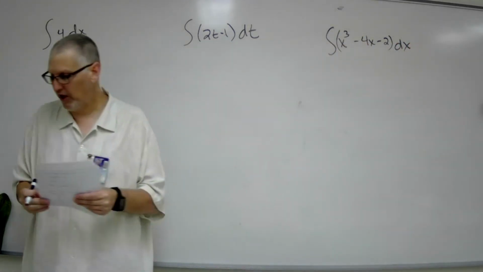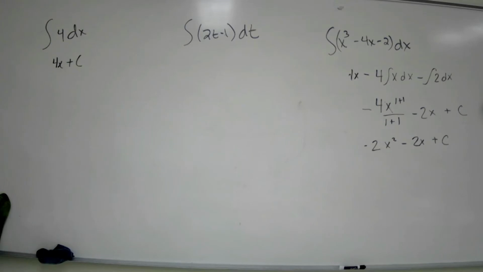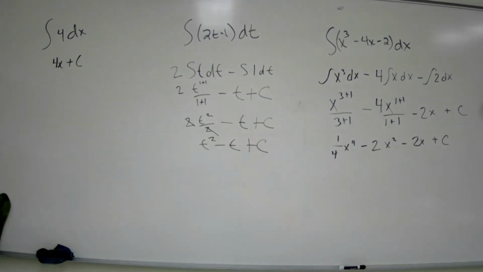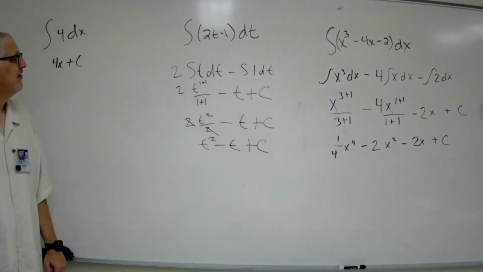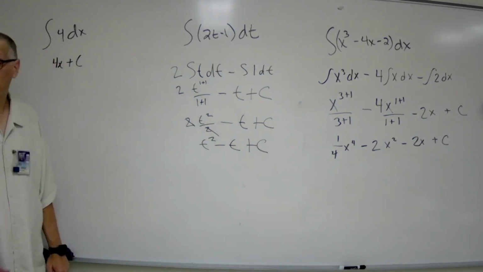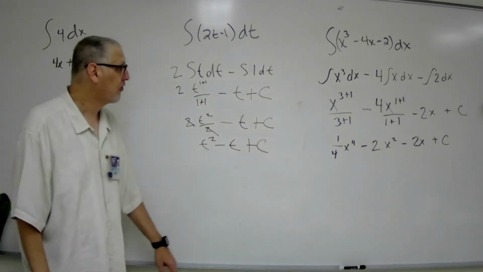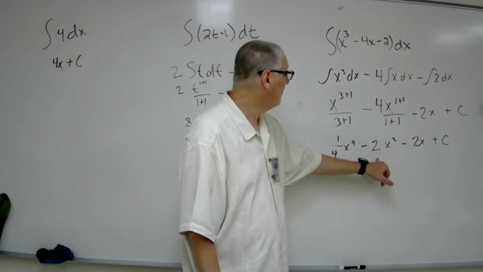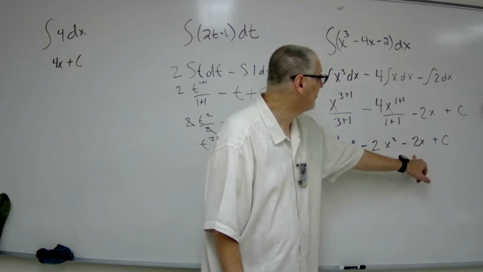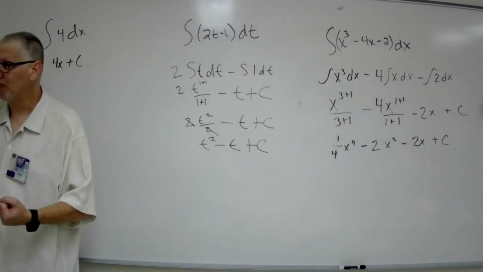All right, guys, how long y'all think on this? 4 minutes? Good point. Timer, 4 minutes. All right, y'all agree 4x plus c? Yes? Do y'all agree t squared minus t plus c? Yeah, I agree. Okay. Do y'all agree 1/4 x to the 4th minus 2x squared minus 2x plus c? Yeah. All right, cool. Y'all got this integral stuff down, right?